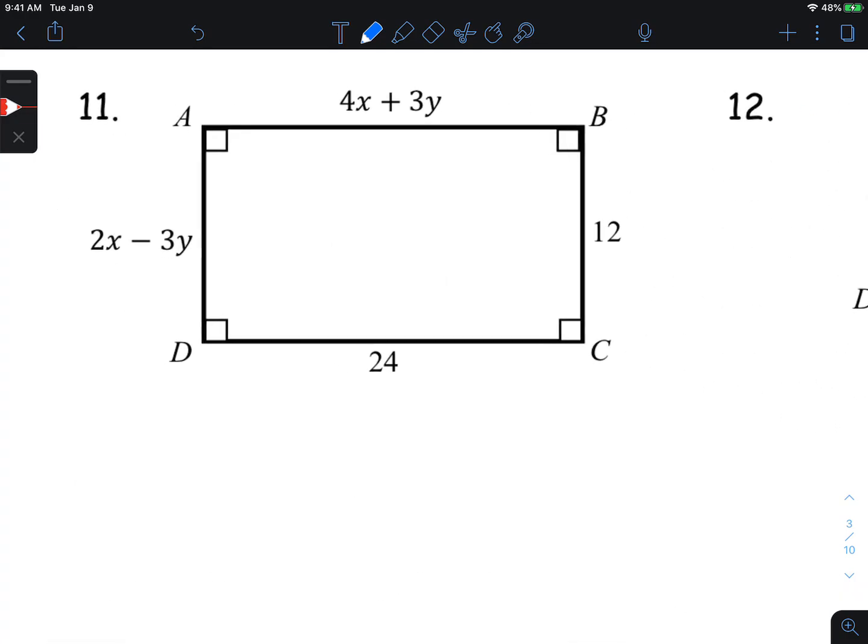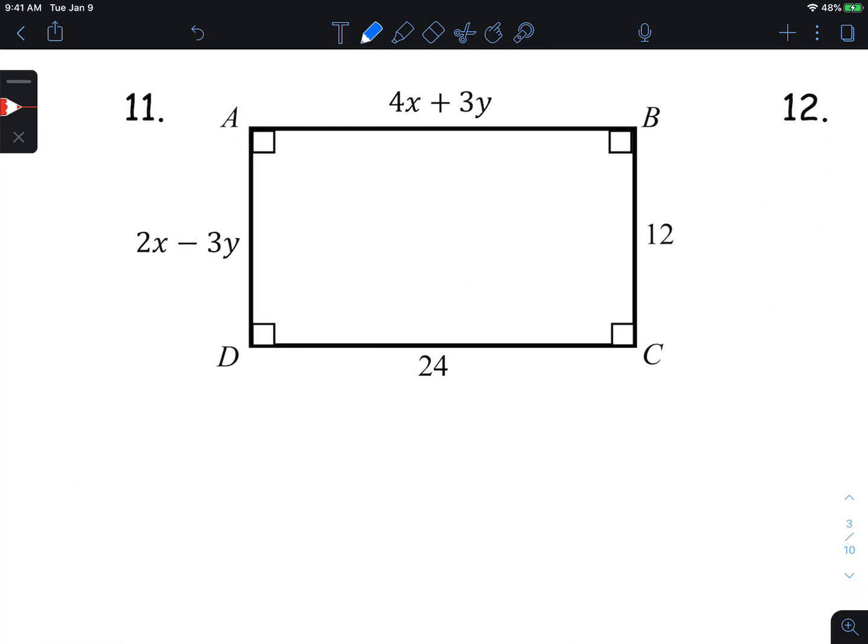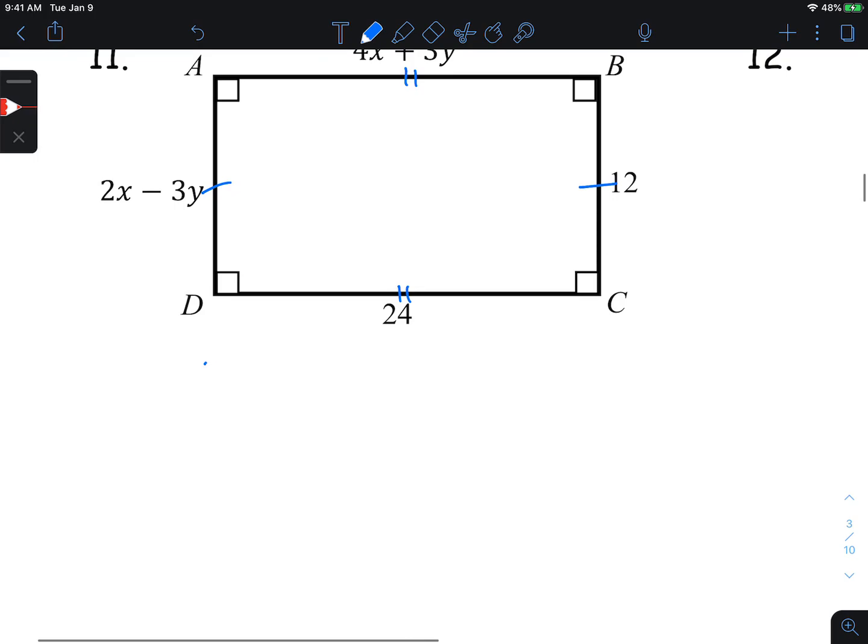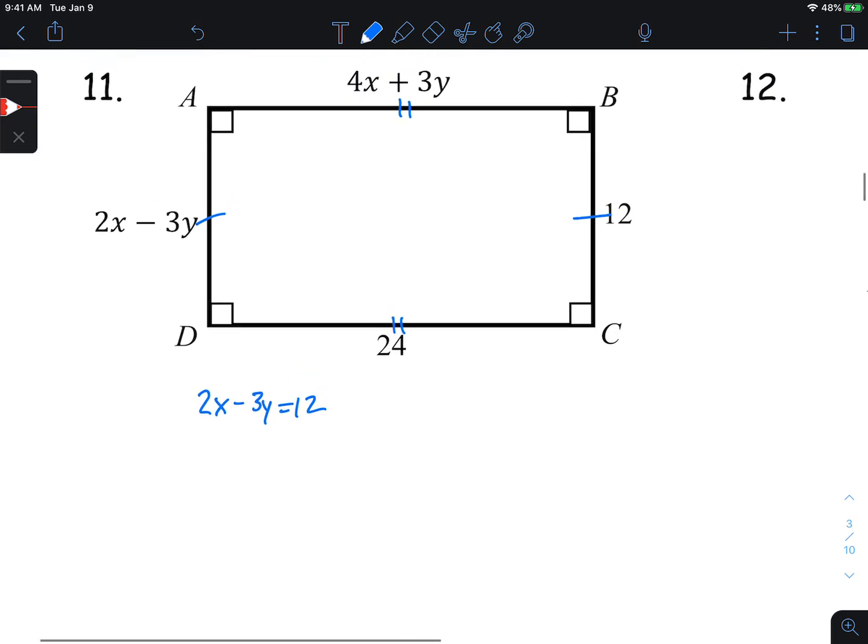Alright, next page here, we have a rectangle going on here, and with this rectangle, since it's also a parallelogram, opposite sides will be equal. So we are going to go 2x minus 3y equals 12, and then a second equation of 4x plus 3y equals 24. Okay, and I guess the big deal with this one is you have x's and y's mixed into your equation.